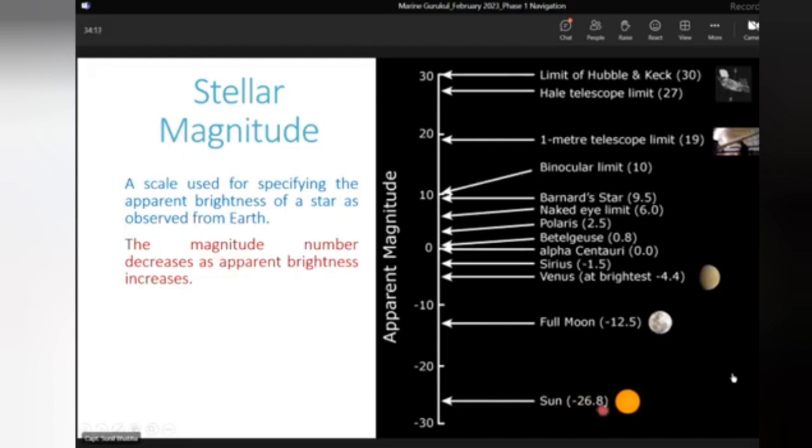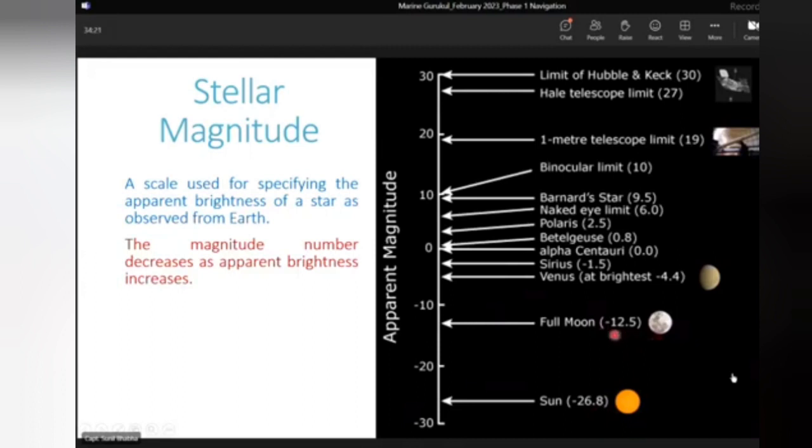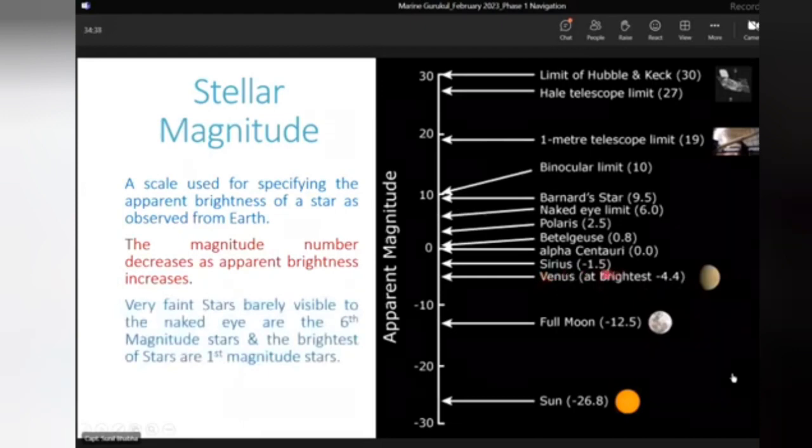26.8. Now, after the Sun, we have the Moon, the second most bright body in the sky, and the stellar magnitude of the Moon is minus 12.5. Then after the Moon, we have the planet Venus. When it is at its brightest, it has a stellar magnitude of minus 4.4. Then we have star Sirius having a stellar magnitude of minus 1.5. Then Alpha Centauri, the nearest star to us after the Sun, having a stellar magnitude of 0.0. Then Betelgeuse 0.8, Polaris 2.5.